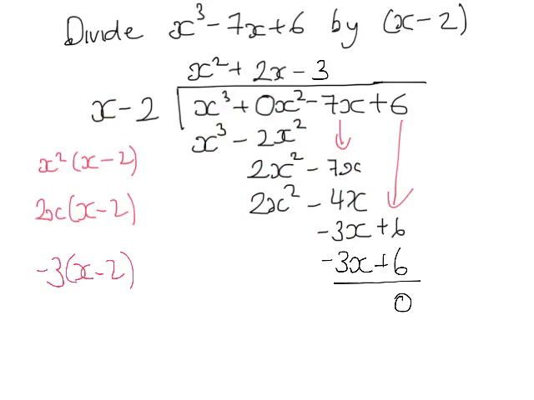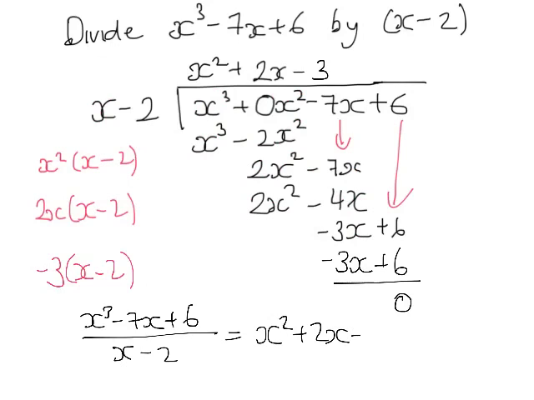So when we divide x cubed minus 7x plus 6 by x minus 2, we get a quotient of x squared plus 2x minus 3. So actually, x minus 2 is a factor of x cubed minus 7x plus 6 because it divides it exactly.